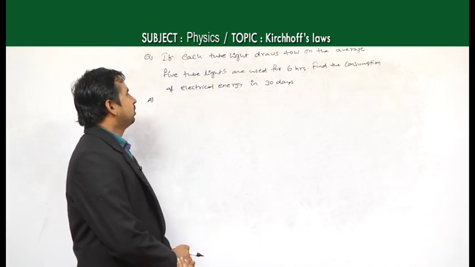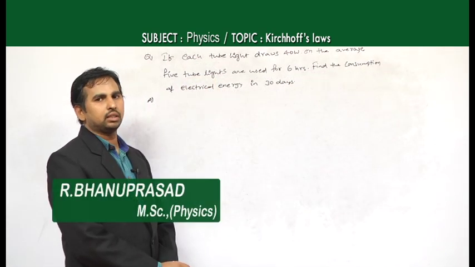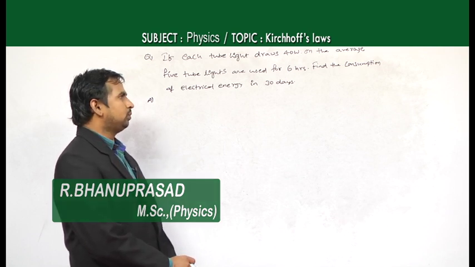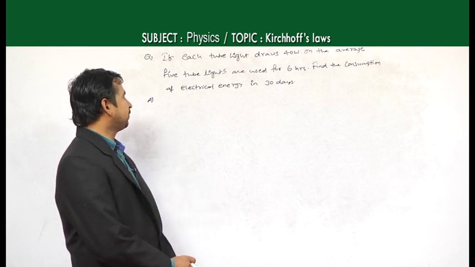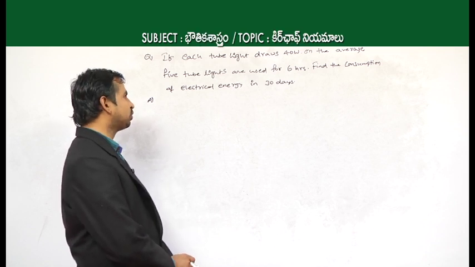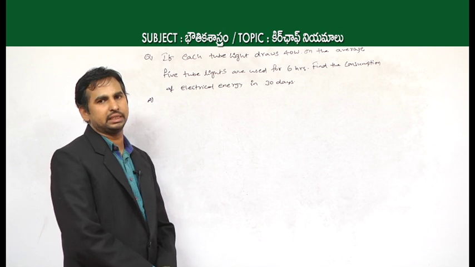Now, we will see one more question, this time on electrical energy. If each tube light draws 40 watts, on average 5 tube lights are used for 6 hours in a day, then find the consumption of electrical energy in all the 30 days.